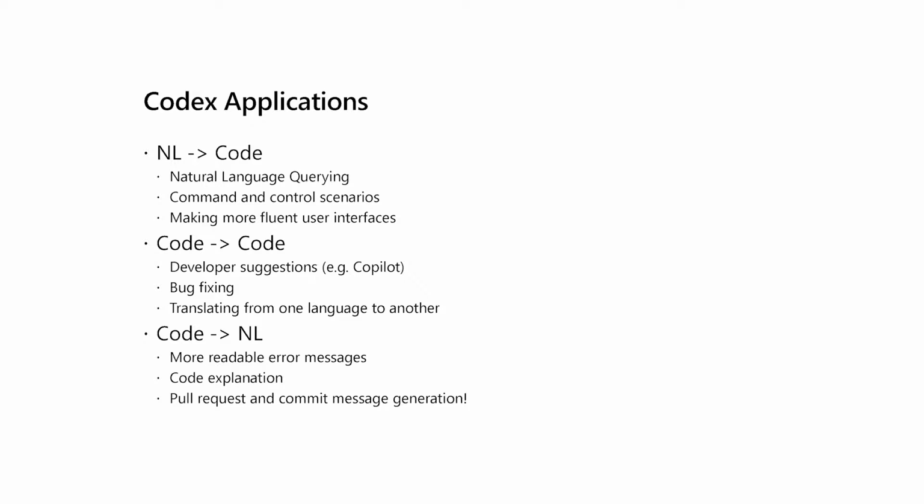Yeah, and there are also some really fun code to natural language scenarios we can think of. Making error messages more readable. I know that most of the errors I get are very difficult to decipher. You can use it to explain code, which is something that the Copilot Labs team has been doing. And then you could also imagine using code to NL capabilities to help author your pull requests or write your commit messages for you.